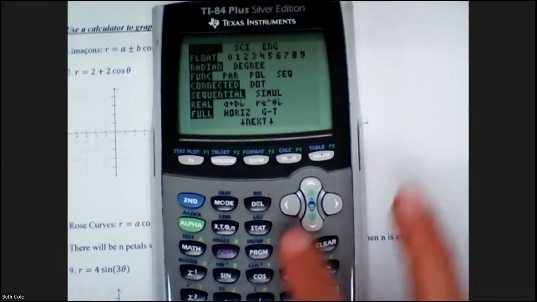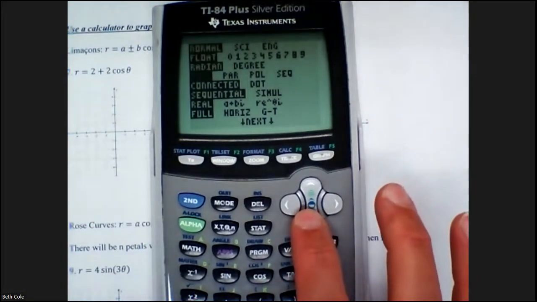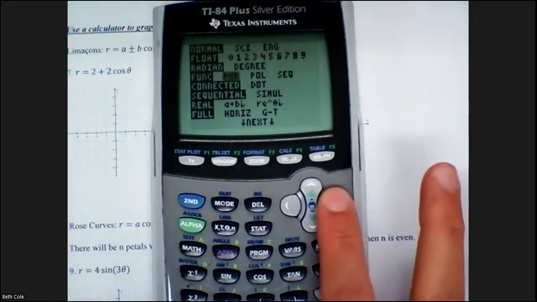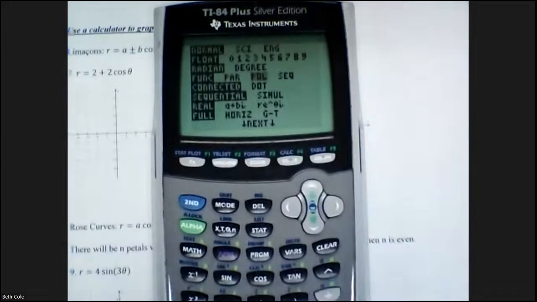Okay, now we're going to go down. Do you see the fourth one down, how function is highlighted? You've never left the world of function. Everything has always been y equals for you. But do you see how 2 over from that, it says POL? That stands for polar, and you're going to need to put it in polar mode. So go over and hit enter, and it'll change it to polar.